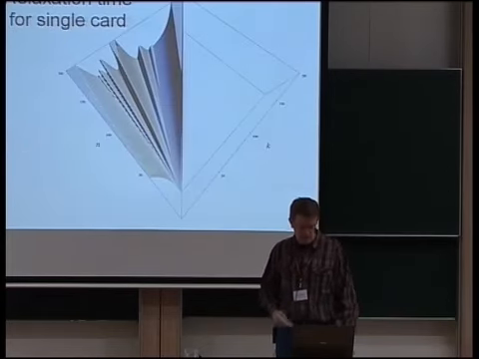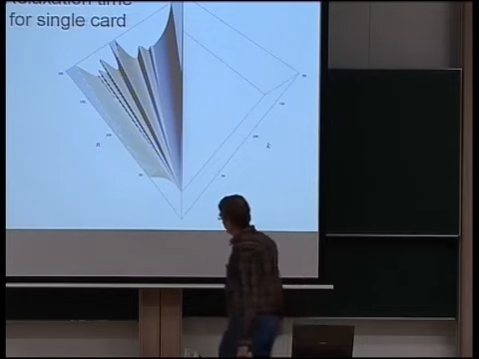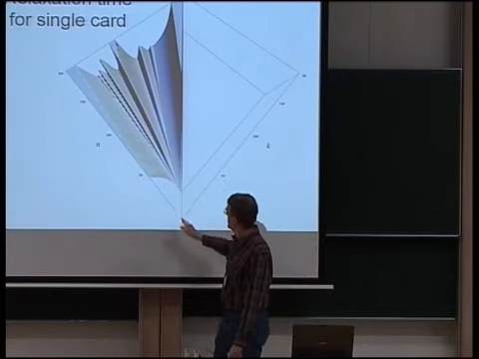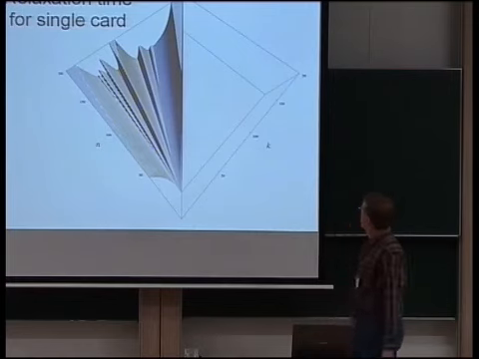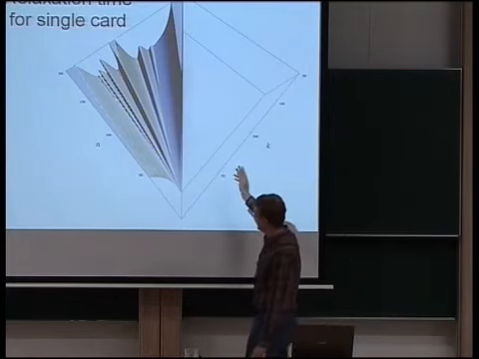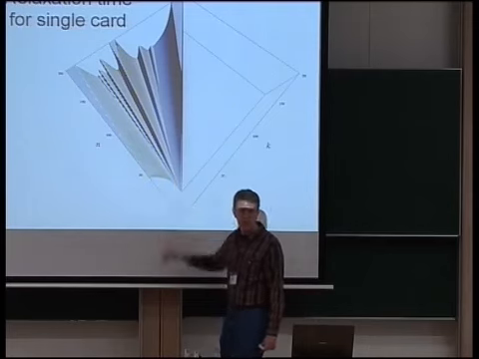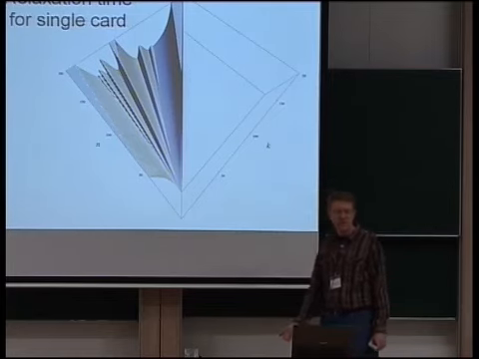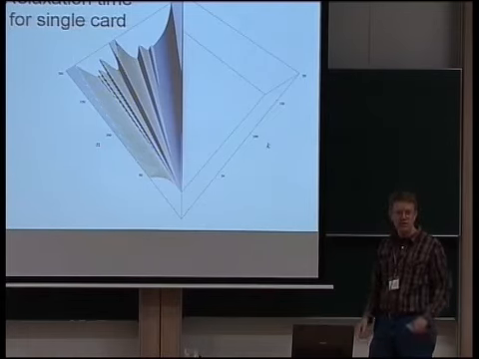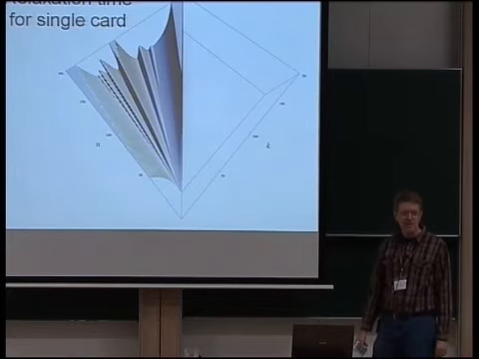Okay, so this is the relaxation time of a single card as a function of n and k. So n is the size of the deck. It ranges from 1 up to 200. K also ranges from 1 to 200. K is at most n, so that's why this plot is only defined for this triangular shaped region. And as you can see, the relaxation time, which is the reciprocal of the spectral gap for a single card, is this complicated function of n and k.